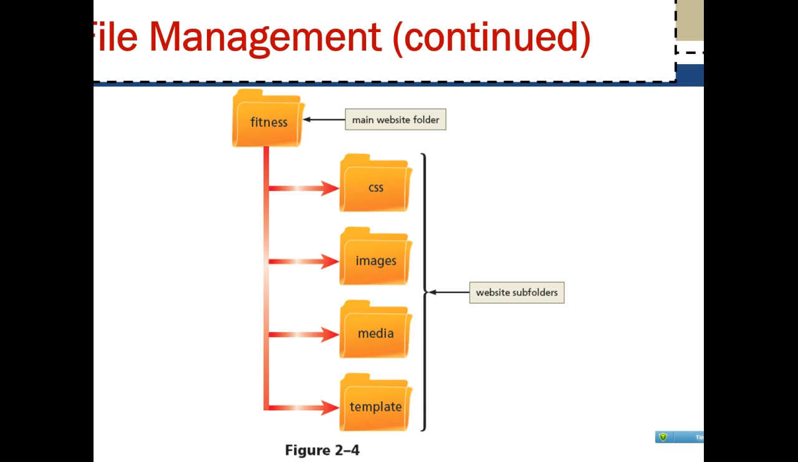So the main folder, or we can sometimes call it the root folder, is basically the fitness folder. And then that will contain all the other files and folders. So you have subfolders such as CSS files, image files, media, and template. The template folder contains the template document for the site web pages, which we will create in this chapter as well.